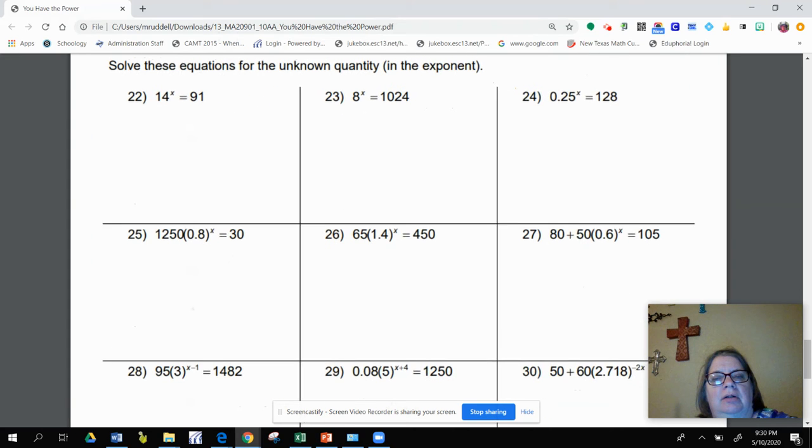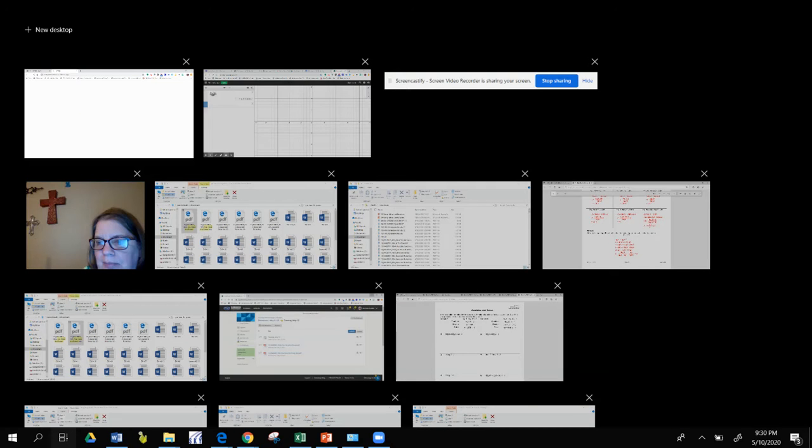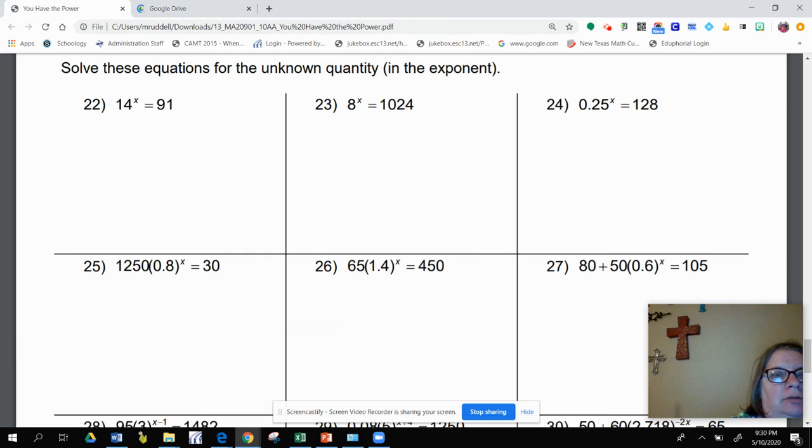Okay, I'm going to make it bigger. This one is 14 to the power of x equals 91. Now, sure wish my Screencastify writing tool would come up. That would be better, but it didn't. Okay, whoa. What in the world did I do? Okay, that's not it. Okay, timeout. I lost it. There it is.